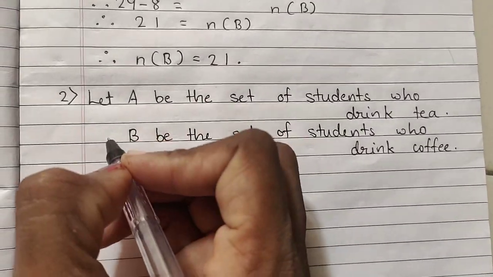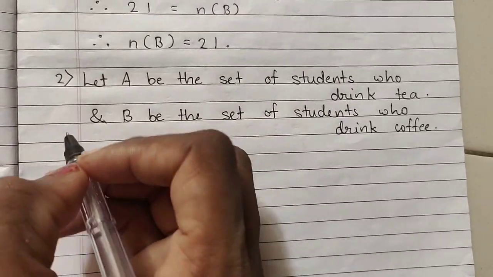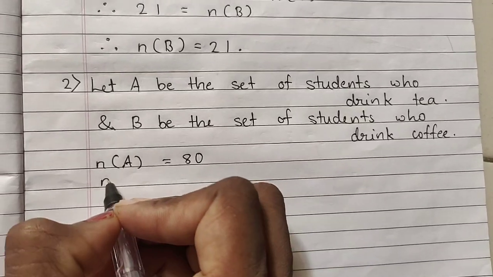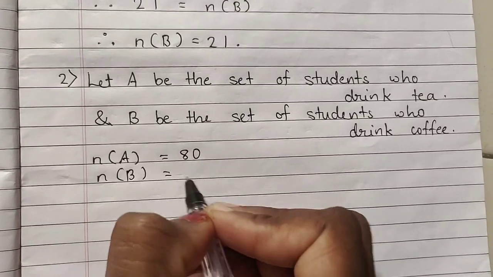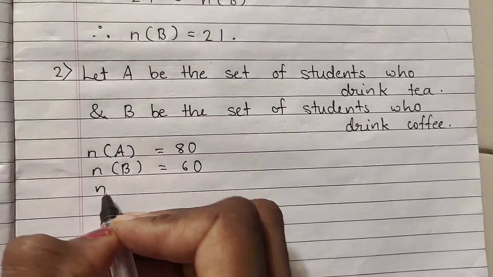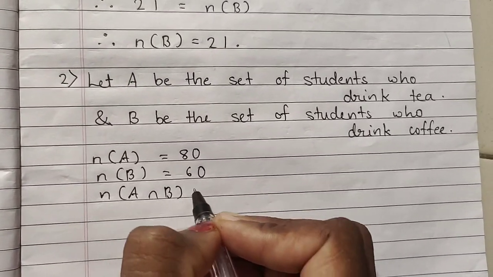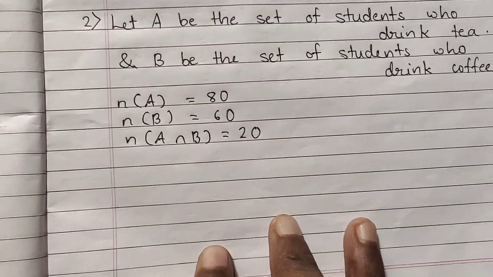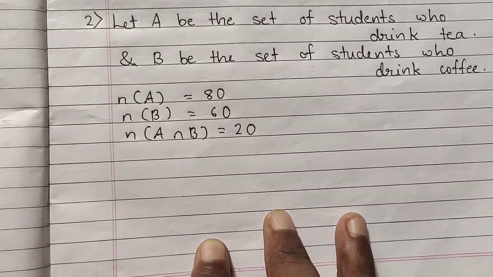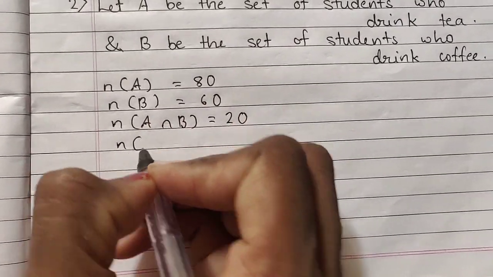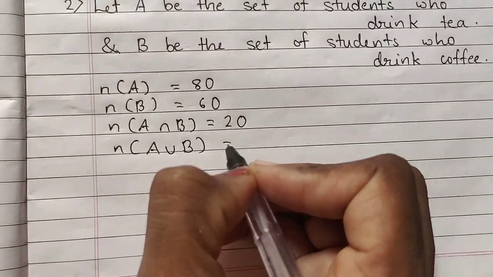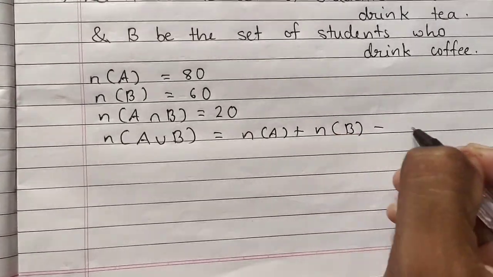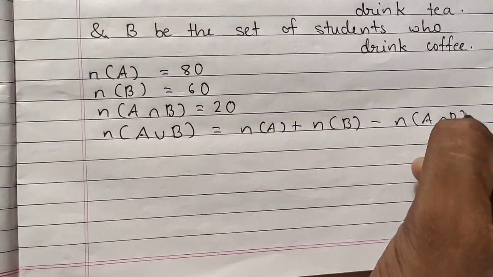So let us write: number of students who drink tea is 80. Number of students who drink coffee is 60. And number of students who drink both, that is what is given to you? 20. Okay. So now we can use the formula, that is number of A union B is equal to number of A plus number of B minus number of A intersection B.